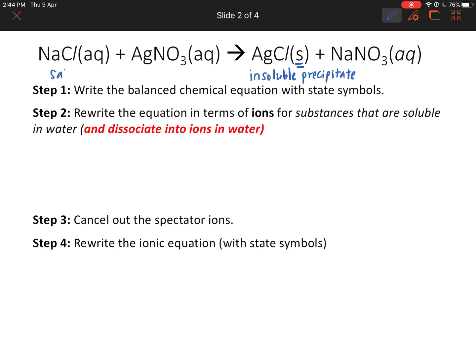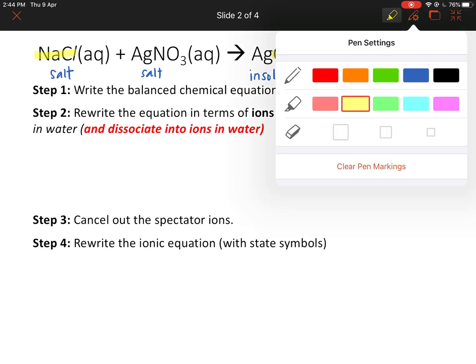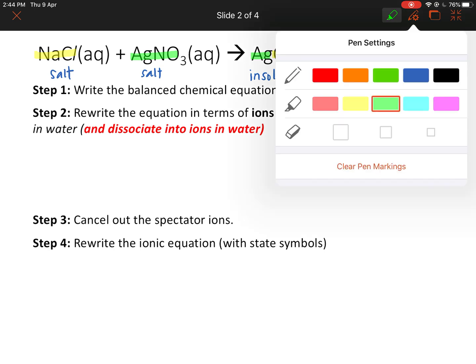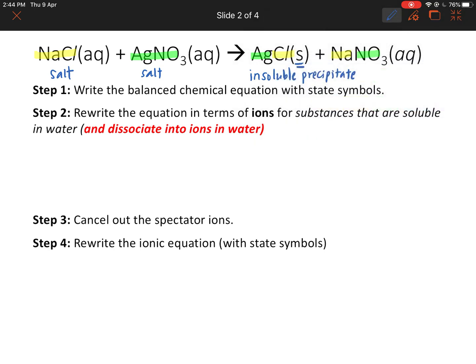How does this reaction occur? You actually have two soluble salts, and what happens is that they exchange partners. So if you see the colors that I'm drawing, the cation will exchange partners with the anion, and therefore you get a new salt, silver chloride, and it just so happens that this salt is going to be insoluble in water. So we call this reaction a precipitation reaction.